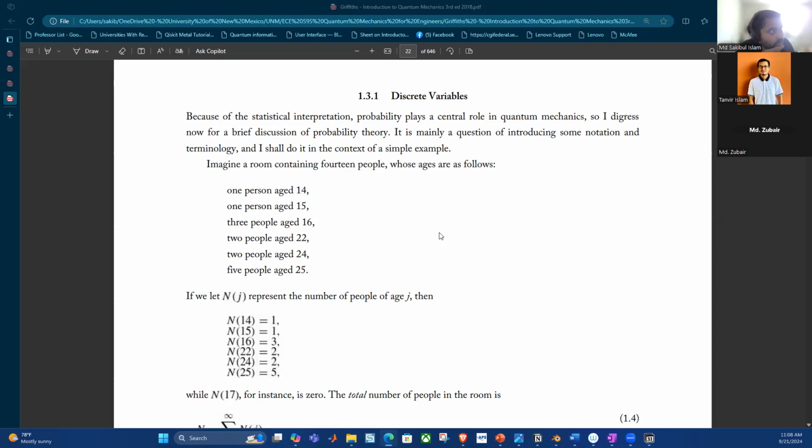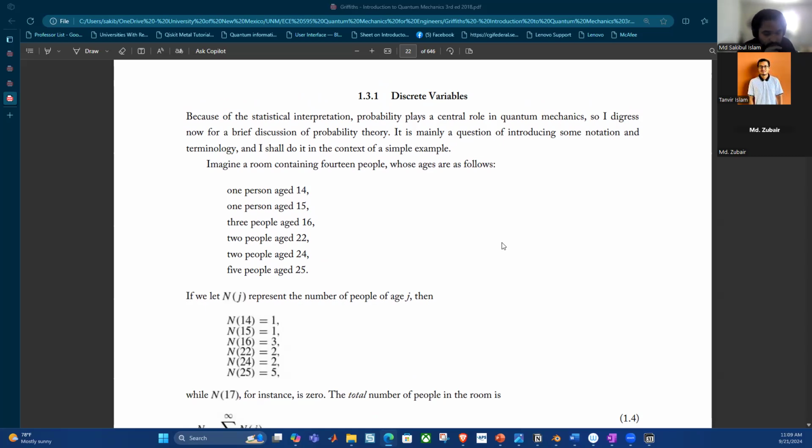However, for these sessions, we will mainly talk about probability density function. That is our main goal. In Griffith's book, they describe the probability density function for discrete variables and continuous variables. At the end of the session, we'll try to solve an exercise, mainly from an example. Okay, let's talk about discrete variables.